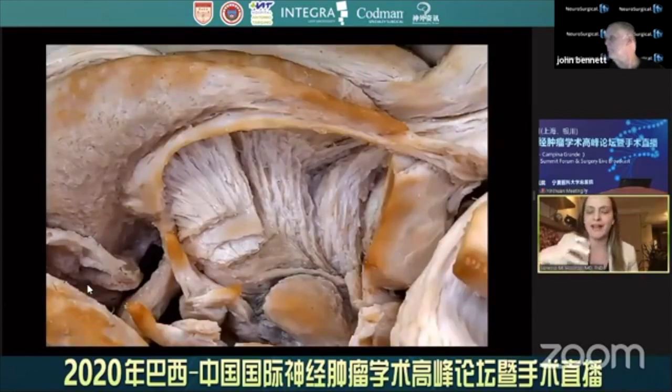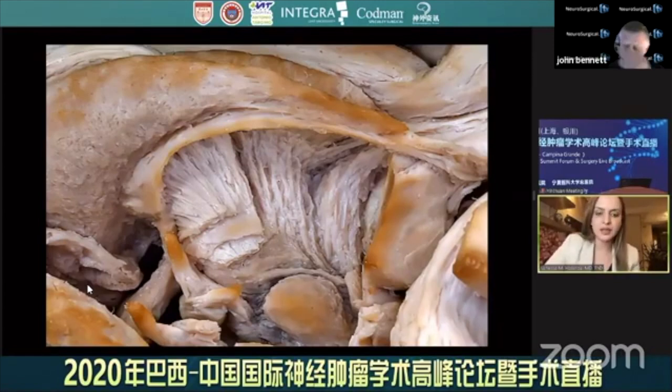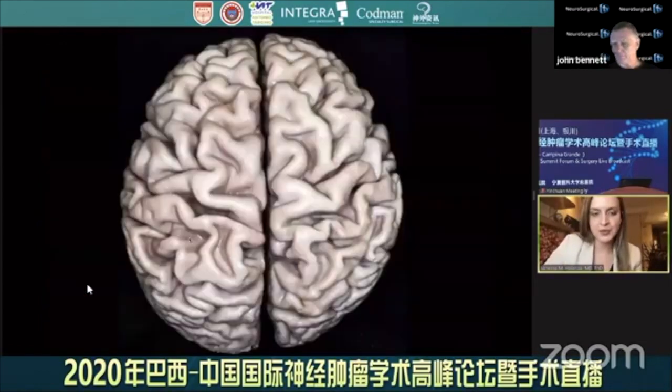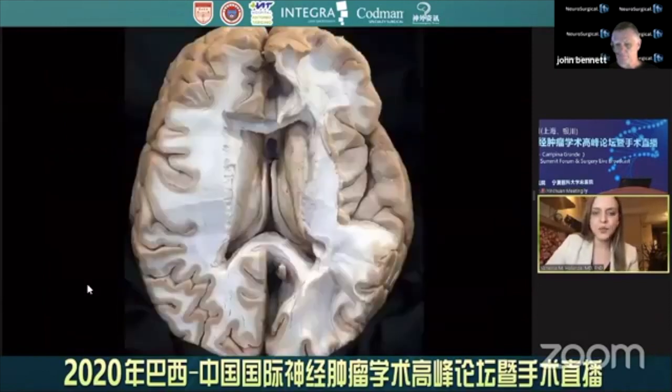In this deeper view, we can see the forel fields, the red nucleus, subthalamic nucleus, and right superior we have the lenticular fasciculus, a portion of the zona incerta, and the thalamic fasciculus. In a superior view, once we go deeper, we can see the cingulum fibers, where I've removed a portion of it, and then the corpus callosum, anterior and posterior, and we have the caudate on both sides, thalamus medially.